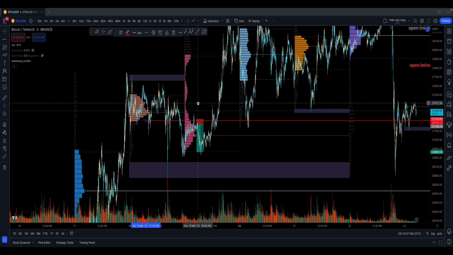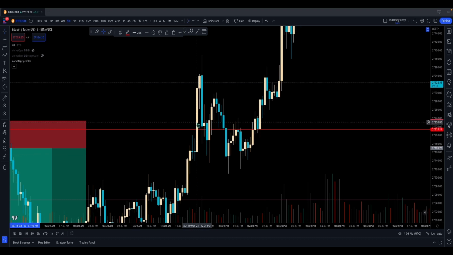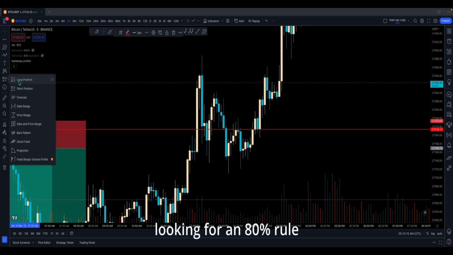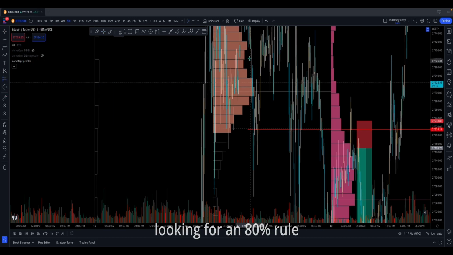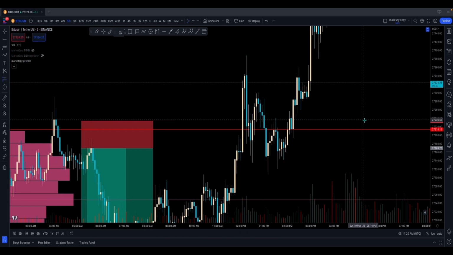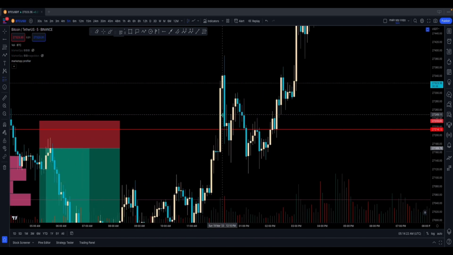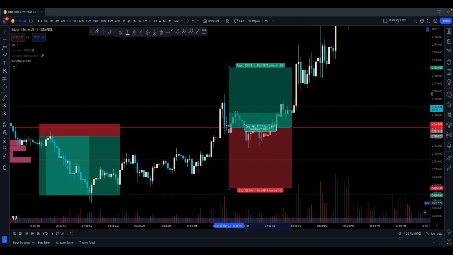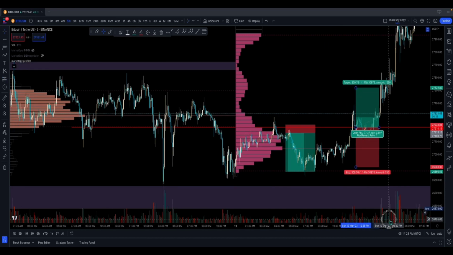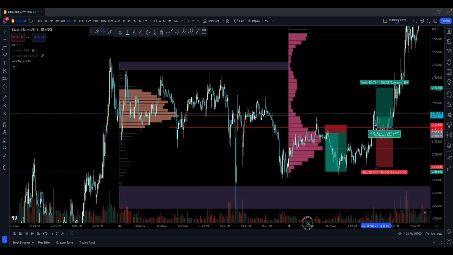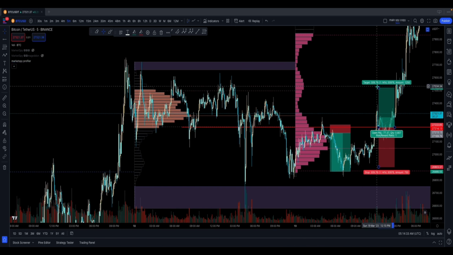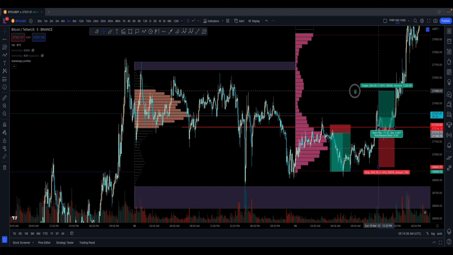But let's zoom in on this price action here. So we have 15, 30, 45, 1 hour. So we have now closed 1 hour inside of this value. So the 80% rule is in effect, which means what? That means if we hold two 30-minute candles, four 15-minute candles, we expect price to travel to the VAH.